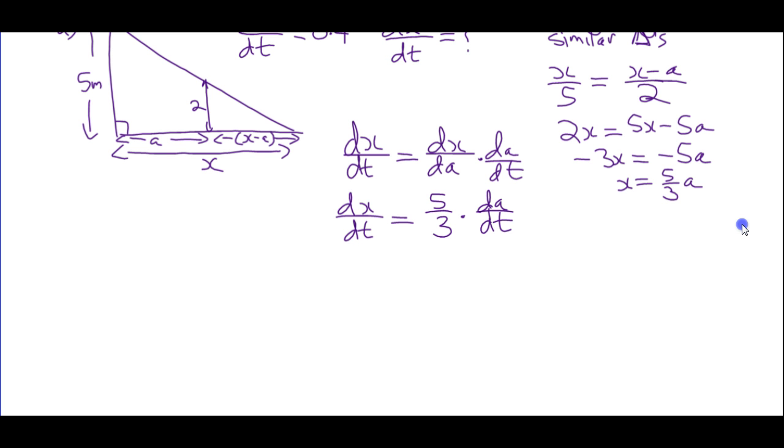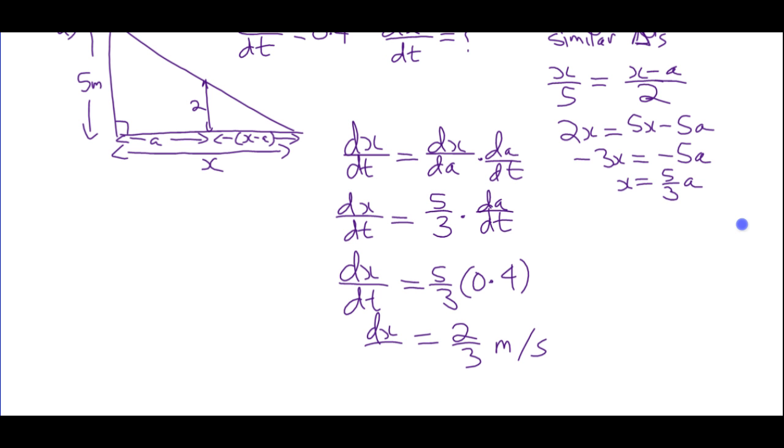All right, and what did we want to find? We wanted to find dx by dt, and what did we know? We knew dA by dt, so we're just going to substitute in here, the rate of change of the distance of the tip of the shadow. And you will get 2/3 of a meter per second. So that's A.